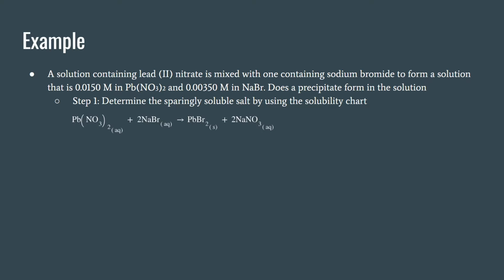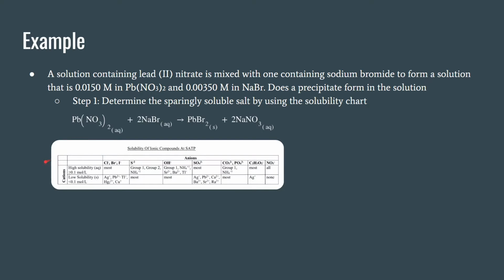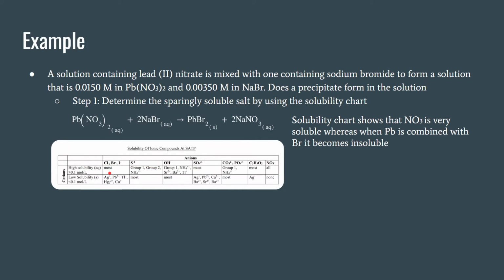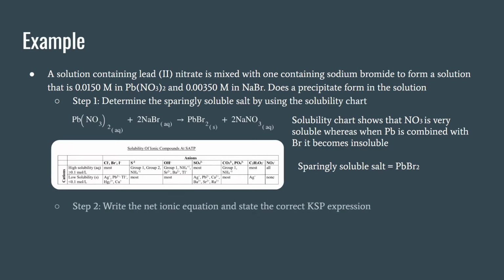Now that you have the net ionic equation and you've balanced it, you can look at the solubility chart. Solubility chart tells us that Pb has a low solubility while NO3 has a high solubility. Solubility chart shows that NO3 is very soluble, whereas Pb combined with Br becomes insoluble, or in other words, becomes a precipitate. So the sparingly soluble salt is PbBr2.